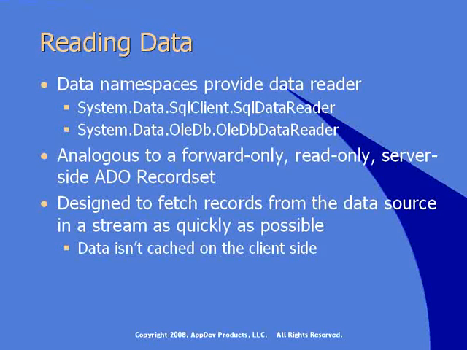It's important to note that data isn't cached on the client side. That is, your application has no mechanism using a data reader to automatically retrieve 10 rows and move forwards and backwards within those 10 rows. You can do that using a data set. We'll look at that later. But for a data reader, the whole point is all you want is one row at a time to do something with that one row at a time.